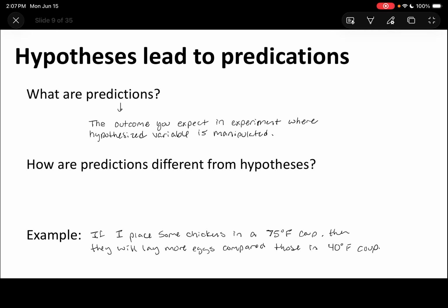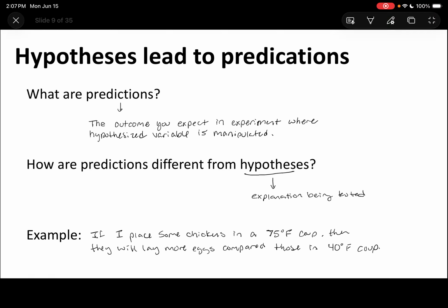So now I'm starting to predict what outcome I expect to see based on the explanation that was proposed. And so the idea is that I'll run the experiment and see if the prediction is backed by the data or not. And then that will help me decide if the hypothesis is valid or not. So if we're thinking about how these are different, right? The hypothesis is the explanation. And specifically, this is the explanation that is being tested.